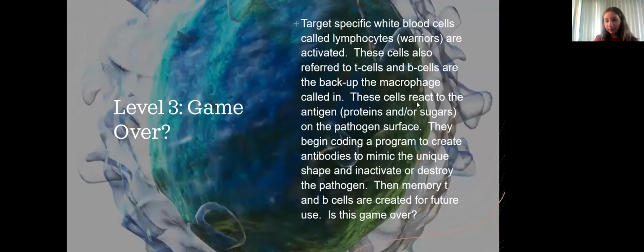So the memory T cells and B cells remember the sickness. So if you do happen to get sick again, you are most likely immune. And this is game over for the pathogen.